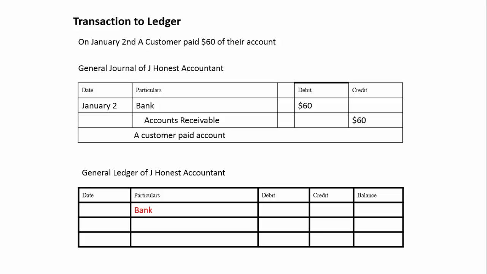So here we go, and this is the general ledger, and you'll note that we put the bank account there. It's a debit, so we debit that account, and we put January 2nd, and we say where it came from. It came from accounts receivable, and it leaves a $60 debit balance. Debit, of course, from the point of view of the accountant, means that we've actually received that money, and that we've got cash in our account.